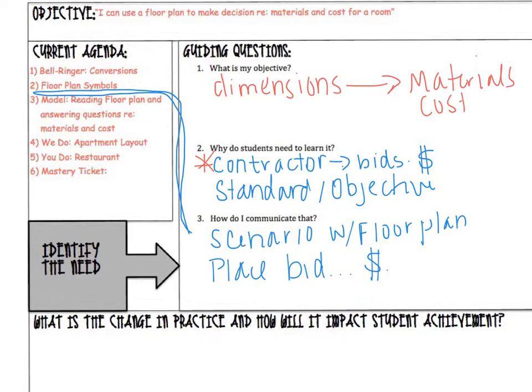Okay, so then I'm going to have students put that off to the side. I'm going to go through my model and my we do and my you do, and then I'm going to come back to it right here in between number 5 and 6, and we're going to discuss whether they got the answer right or wrong, and basically whether their business would have made money or lost money.